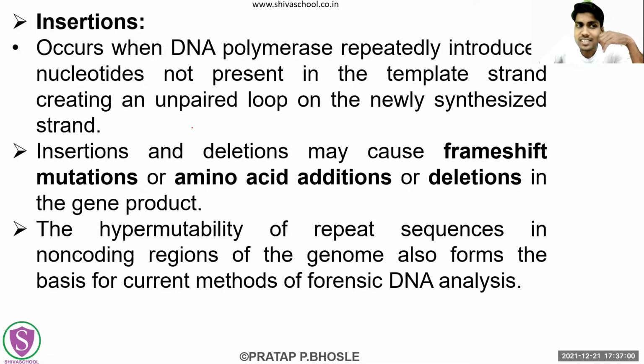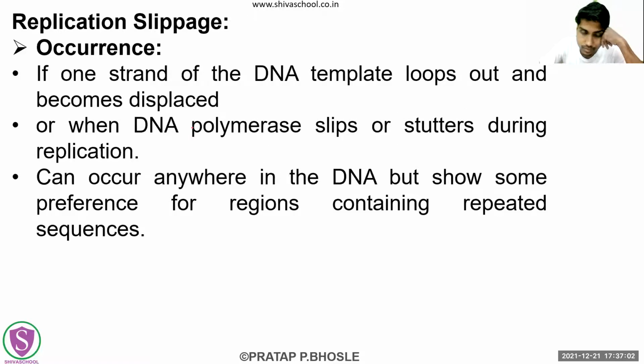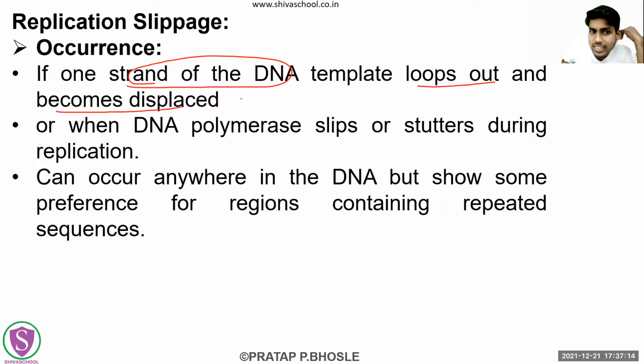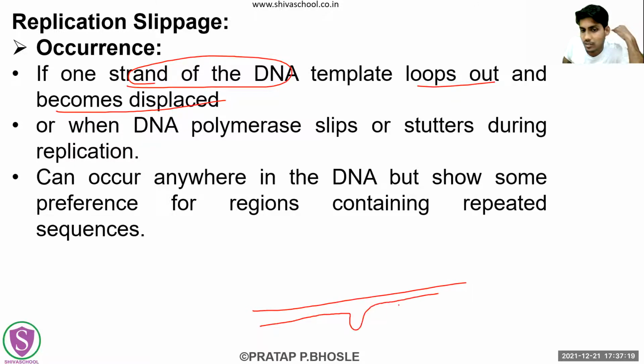So let's see what this replication slippage is. Where does this occur? This occurs if one of the strands of the DNA template loops out and becomes displaced. If such looping has occurred, then that will give this kind of replication slippage. It means whatever nucleotides are on this strand will just slip. That's why it is called slippage in replication.